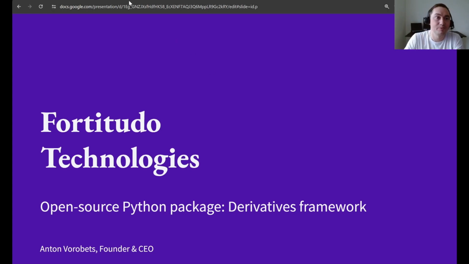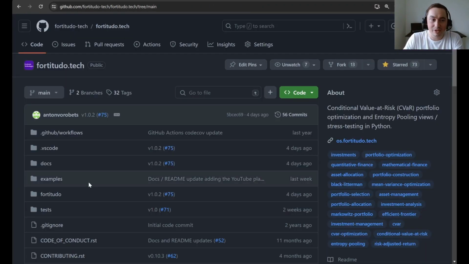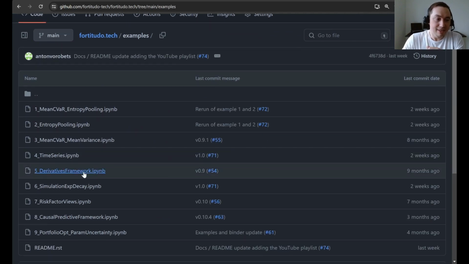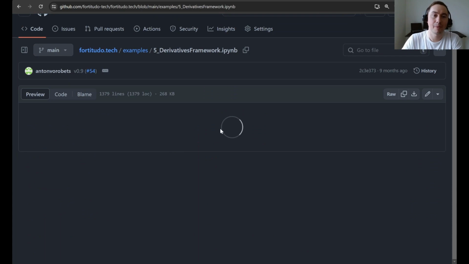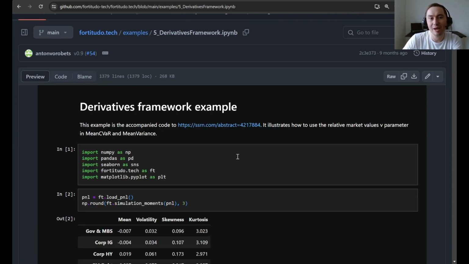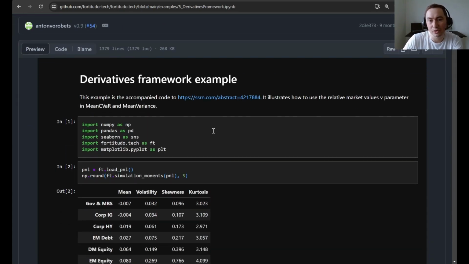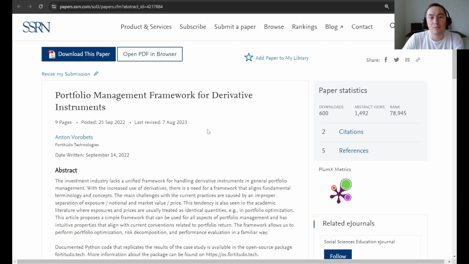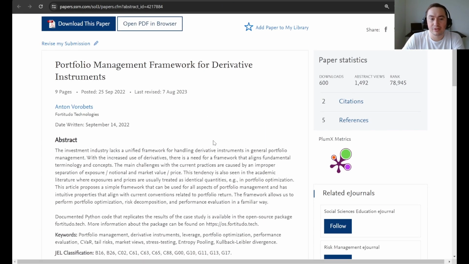So as always, we start at the front page of the repository and navigate to examples. And here you can see that example 5, this is the derivatives framework. So this example is the accompanying code for an article called Portfolio Management Framework for Derivatives.